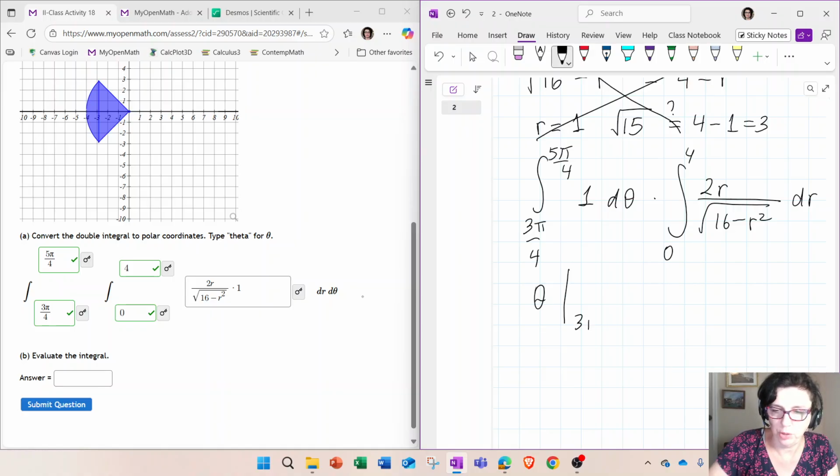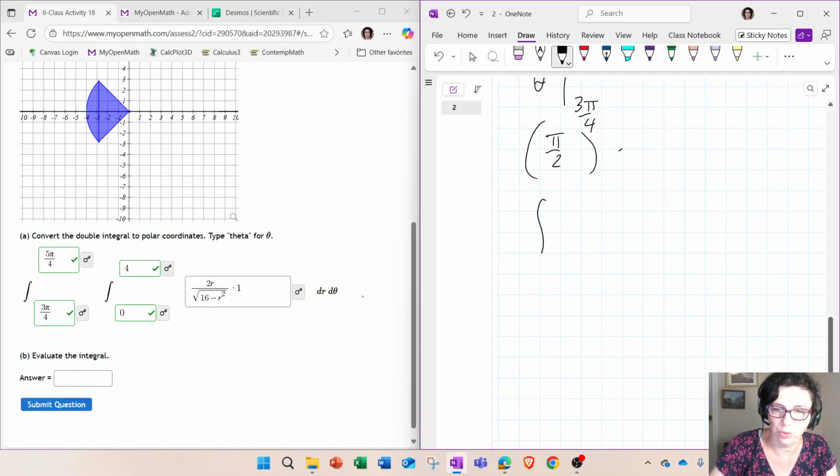And we substitute 3 pi over 4 to 5 pi over 4, which when you just subtract them will give you pi over 2, right? 5/4 minus 3/4 is 2/4, or 1/2. So that part is going to be pi over 2, but you have to evaluate this other integral. And that one we're going to do by substitution.